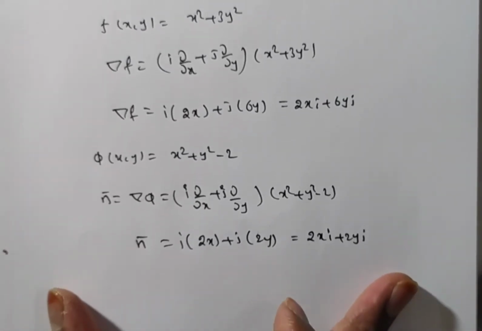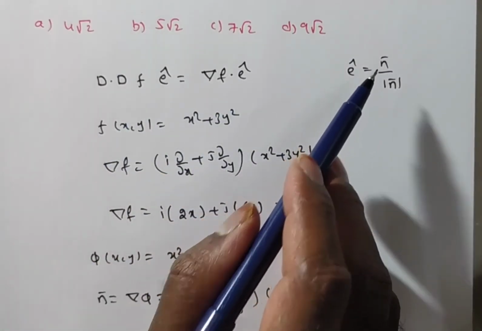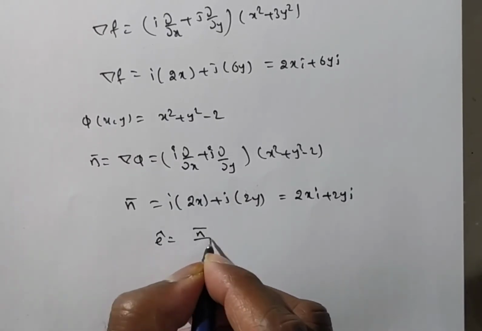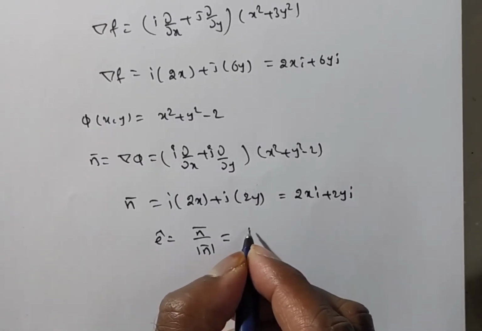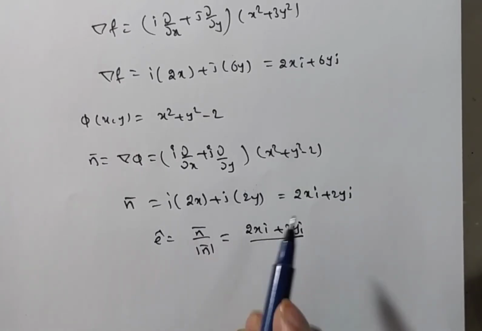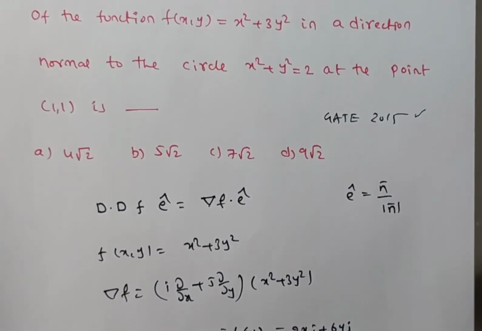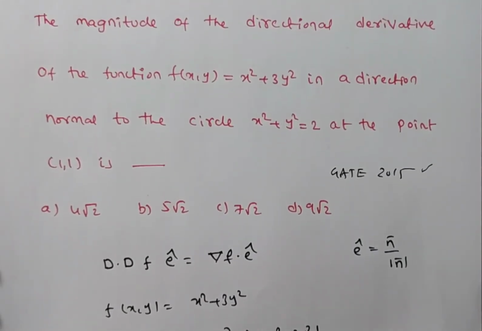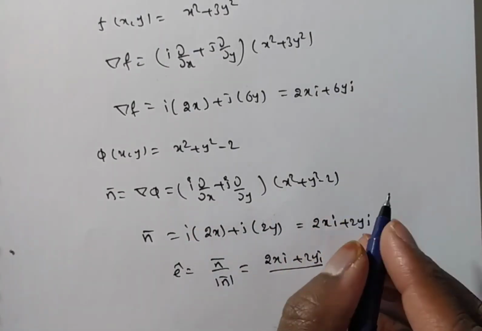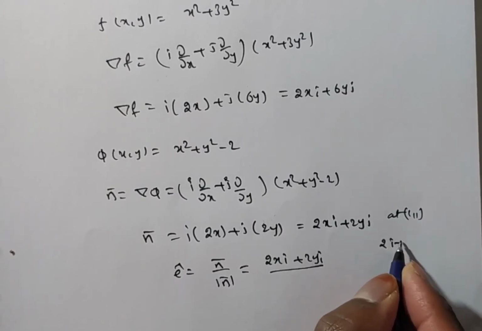What you require actually is the direction of the unit normal vector, e cap. So what is e cap? n bar by mod n bar, that is 2x i plus 2y j divided by its modulus. Before that, you see where you require it, that is also important. Are they given any point? If they are not given any point, we can go through like this. But they are given a point 1 comma 1, so we require to find out at that point only.